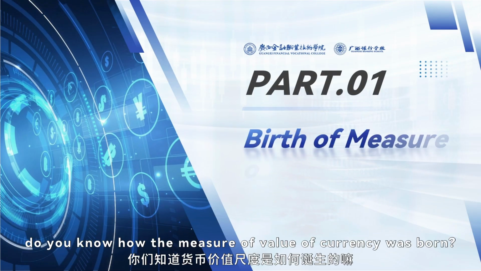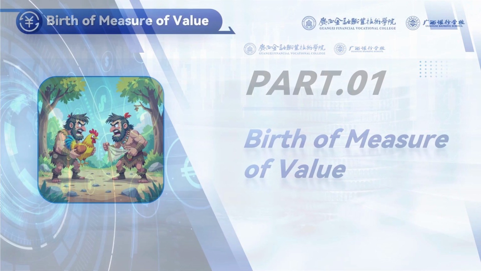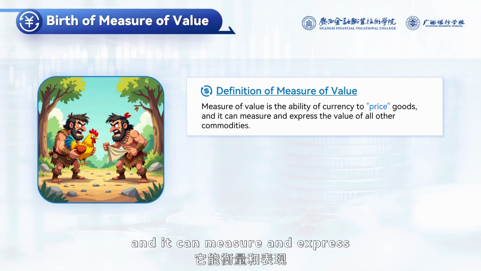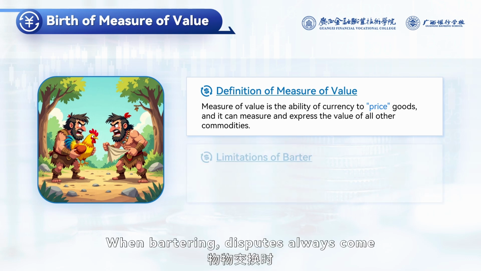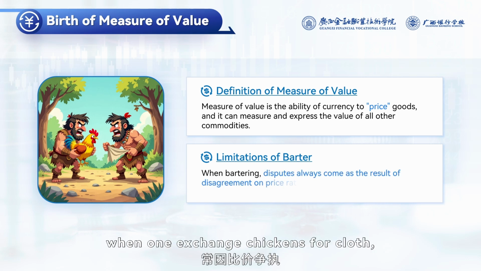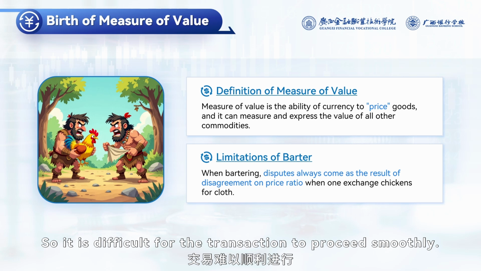Everyone, do you know how the measure of value of currency was born? Let's explore together now. Measure of value is the ability of currency to price goods, and it can measure and express the value of all other commodities. When bartering, disputes always come as the result of disagreement on price ratio when one exchanged chickens for cloth, and there is no uniform value measurement standard. So it is difficult for the transaction to proceed smoothly.